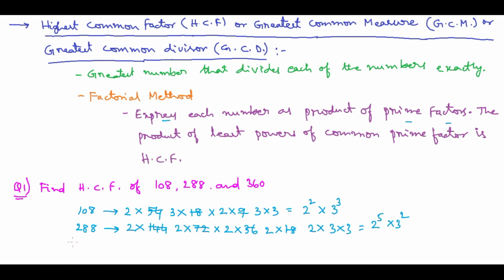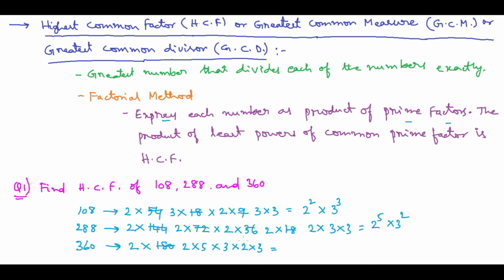That's all. Next, coming to 360. So 360 can be divided by 2, 2 into 180. Let me simplify this. So 180 means 18 into 10. 2 into 5 is 10, and 18 means 3 into 6, so 3 into 2 into 3.